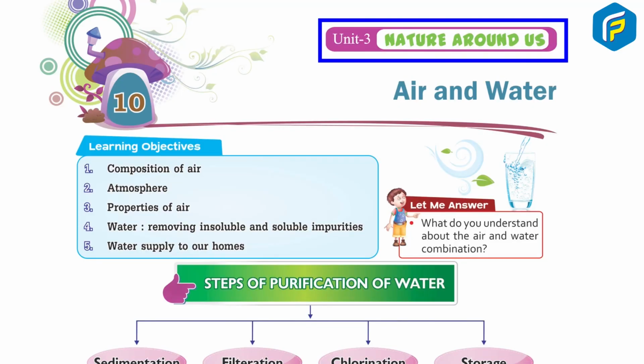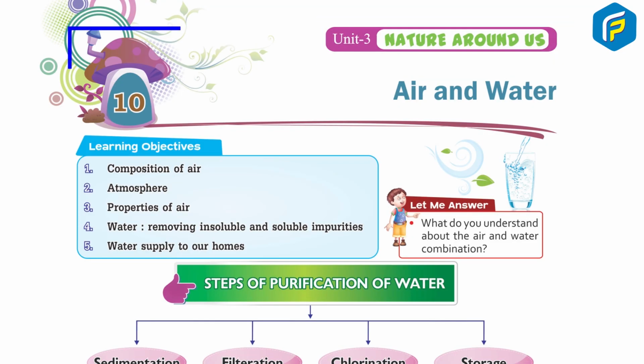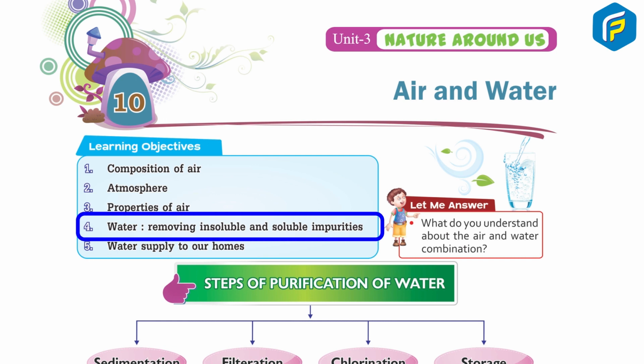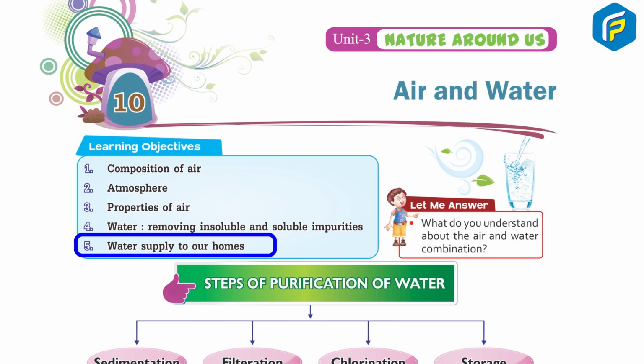Unit 3, Nature Around Us. Chapter 10, Air and Water. Learning Objectives. 1. Composition of air. 2. Atmosphere. 3. Properties of air. 4. Water removing insoluble and soluble impurities. 5. Water supply to our homes.